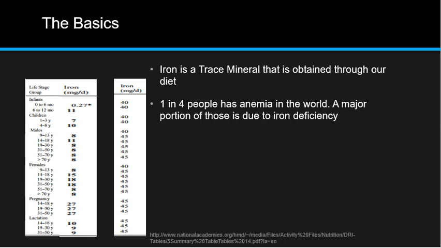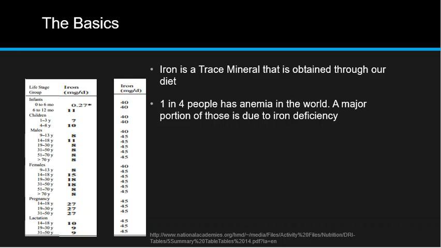Alright, so just to start out, this is a table from the USDA DRI tables, and it is just showing the RDA over here in the middle section, and then that section on the right is the UL. But iron is a trace mineral that we can obtain through our diet, and 1 in 4 people in the world have anemia, and a major portion of those is due to iron deficiency anemia.